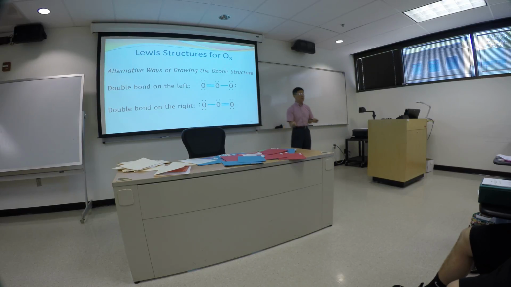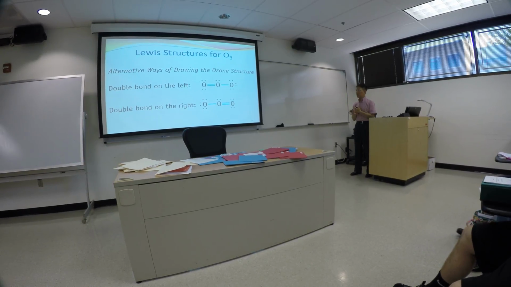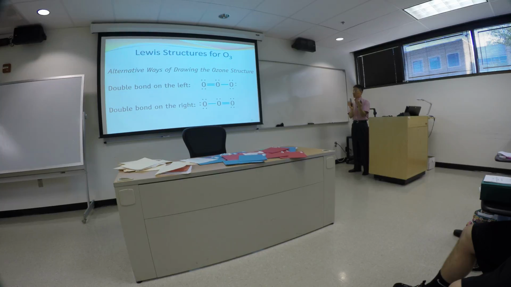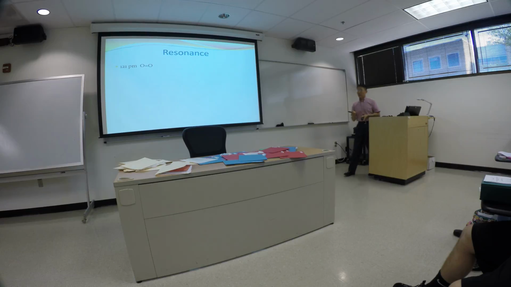Okay? If you have the ozone molecule, O3, if you count the total number of atoms and total number of valence electrons available among the 3 oxygen atoms there, these would be the Lewis structures that you will come up with. So one situation is you have the double bond between the 2 oxygens on the left side, the other is on the right side.